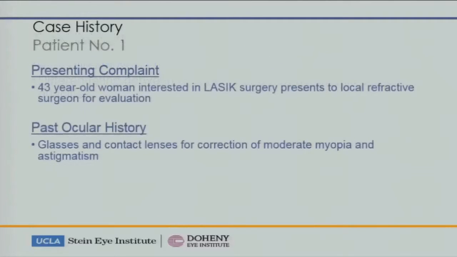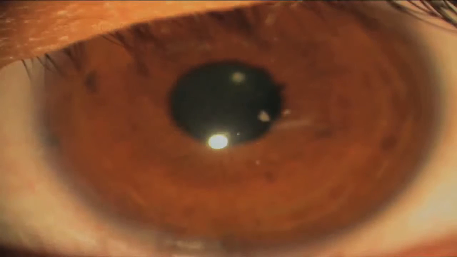So the first case is that of a 43-year-old woman who presented to an ophthalmologist in Southern California interested in refractive surgery. She has worn glasses and contact lenses for correction of moderate myopia and astigmatism her whole life. On examination, she demonstrated a few subtle corneal opacities, as you see here in the right eye, that were really sort of anterior stromal, as you see in the slit beam, but very subtle. This is the left eye. And I put it to you, unless you were really looking carefully, you wouldn't see that.